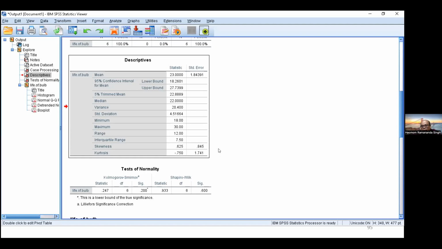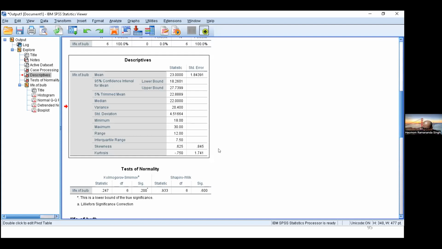It comes to 0.739, point 7396. And then kurtosis, minus 0.750 by 1.741. How much? It's minus 0.431.